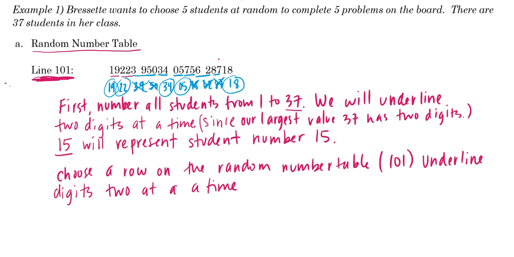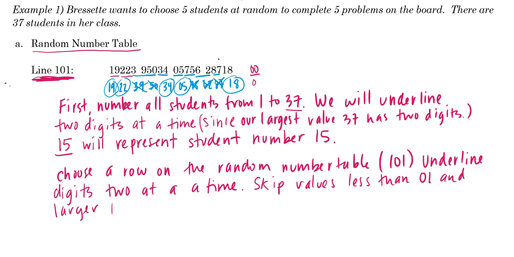And I'm skipping numbers that are less than 1. And I know you're like, okay, well, what number is less than 1? Well, in theory, you could have 2 zeros next to each other, and that would actually be the number 0. So we're looking at digits 2 at a time. We will skip values less than 1, so less than 0, 1, and larger than 37.